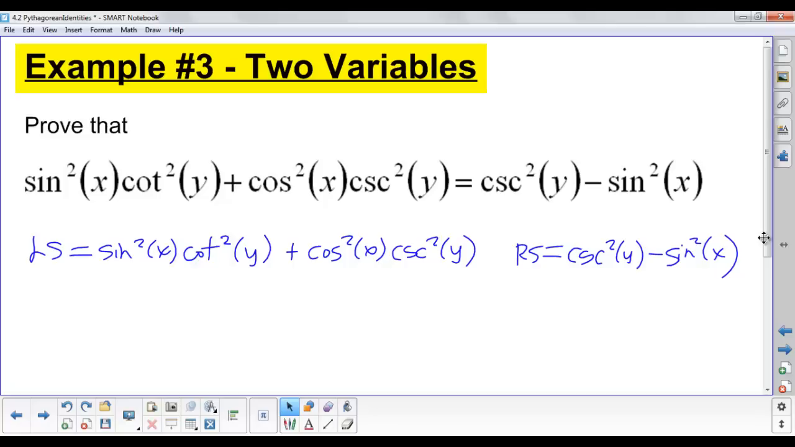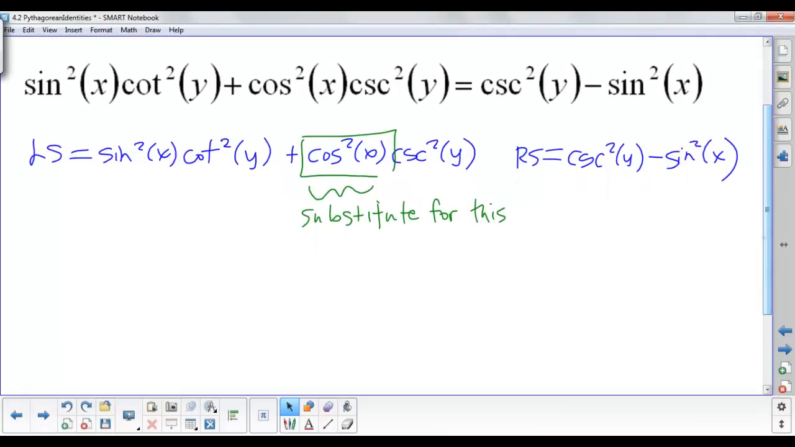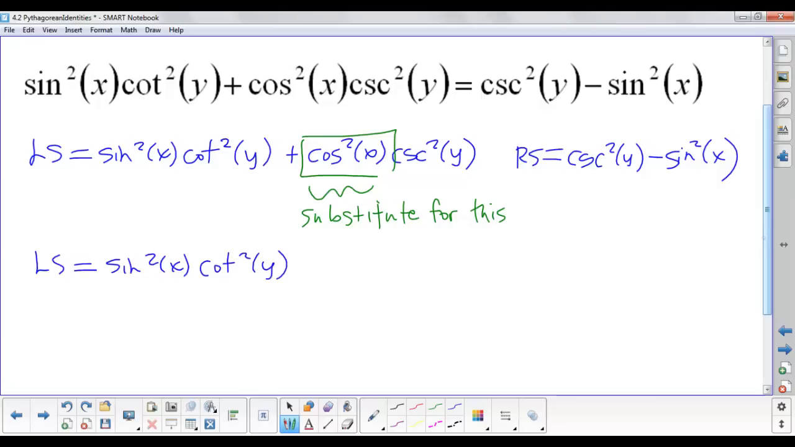Now, one option might be to say, alright, well, I don't see a cos squared x on the right side, so maybe do a substitution for this. And thinking of what we could actually substitute that for, well, cos squared x, I can think Pythagorean identities and say, well, 1 minus sine squared x should be equal to that. So we're going to go left side equals, so my sine squared x cotangent squared y plus, and now picture 1 minus sine squared x in place of my cos squared x, and then times cosecant squared y.